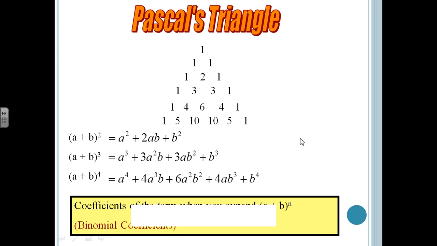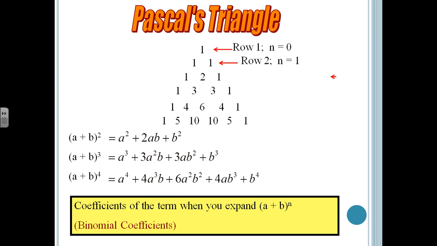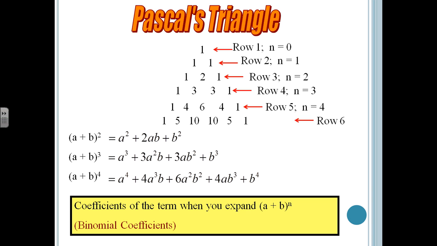So what Pascal's triangle can do for us is give us the coefficients of the terms when you expand (a + b) raised to the nth power. These are called binomial coefficients. So you can see each of these is when n is raised to a certain power. You can figure out which row you would need. It's based off of this second number being n. Okay? So that will be useful.